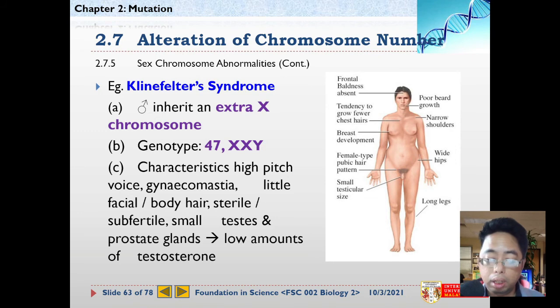Klinefelter syndrome people are males who inherit an extra X chromosome, so they have XXY. Because of this extra X, they become much more feminine: high-pitched voice, gynecomastia, which is breast development in males, little facial or body hair, sterile or maybe subfertile, small testes or prostate glands, and low testosterone. But still, they are male.